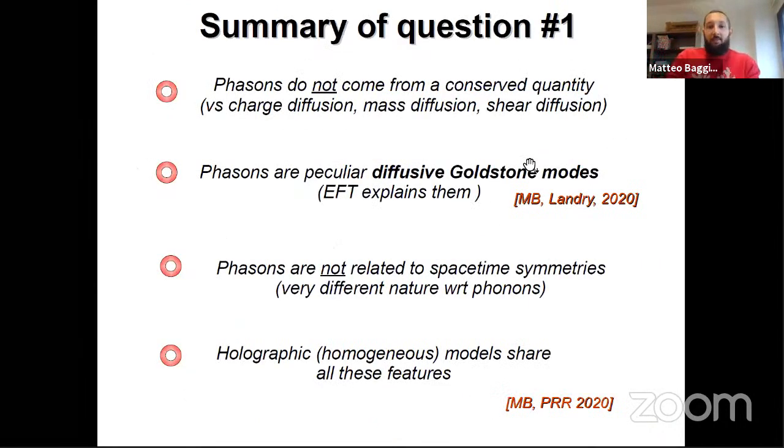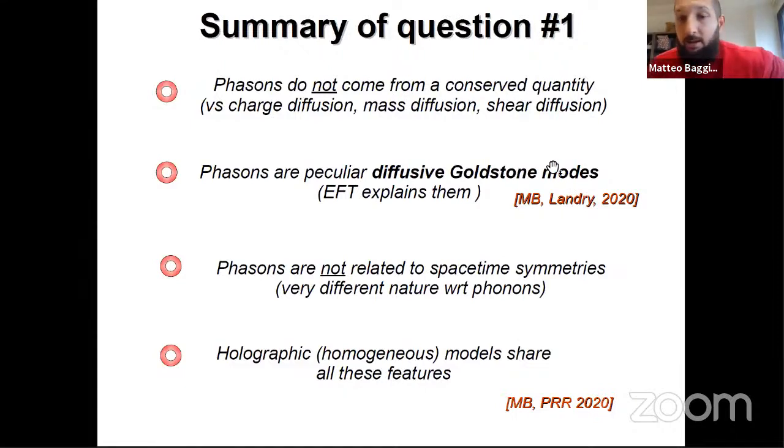So let's see a first summary of the questions. Phasons do not come from a conserved quantity. So phasons are actually diffusive Goldstone modes. And these are very funny objects as well, because usually we're not used to diffusive Goldstone modes. We usually talk about propagating Goldstone modes. And EFT explains them. We recently had a paper with Michael where we explained this, and I will go through it in a while.